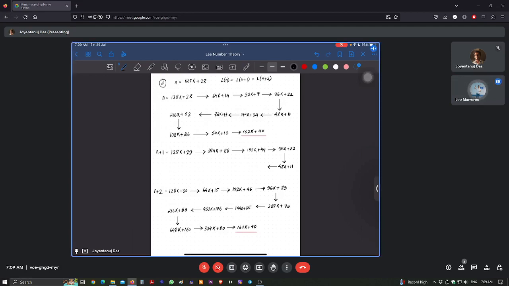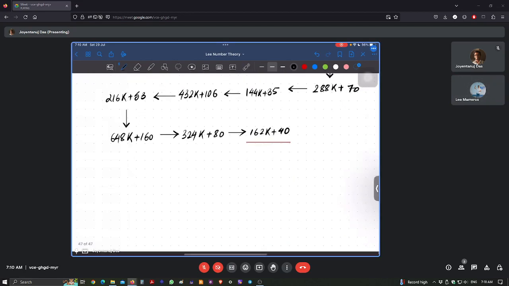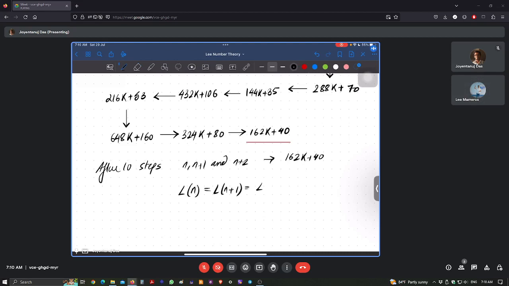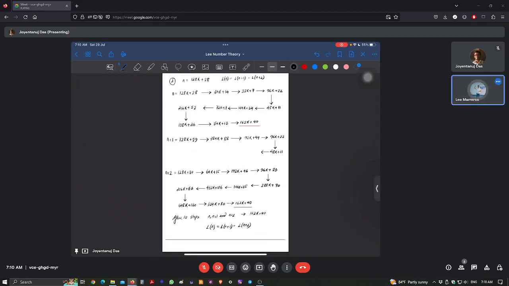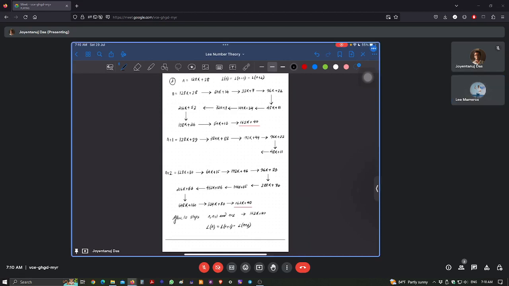What is happening is that after 10 steps, n, n plus 1 and n plus 2 all reach the same quantity. So after this it will end at the same thing. So L of n equals L of n plus 1 equals L of n plus 2, because from there it would be the same for all of them.